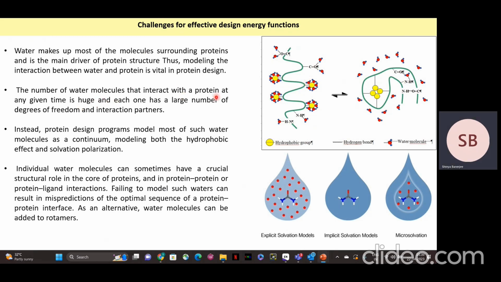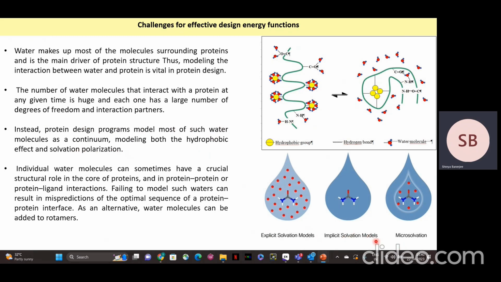Now, the number of water molecules that interact with a protein at any given time is huge, and each one has a large number of degrees of freedom and interaction partners. So the problem is that if we have to make a model which has that many water molecules as is present in practical proteins, that becomes very difficult. That kind of water model is called an explicit solvation model, where each water molecule is modeled separately. But since this is very difficult and it takes a long time, most protein design programs model the water as a continuum, modeling both the hydrophobic and solvation polarization.